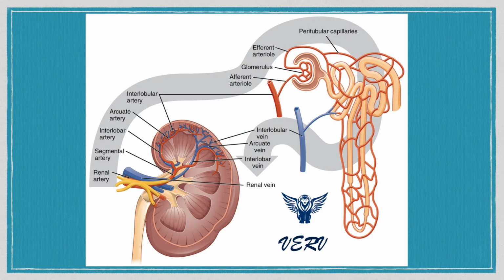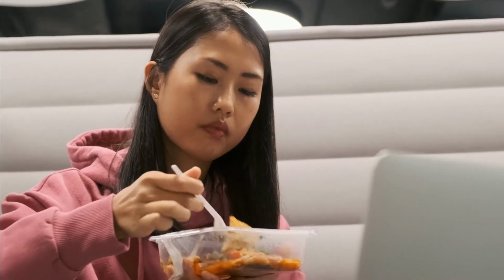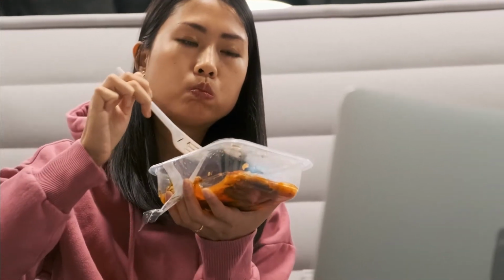The renal arteries form directly from the descending aorta, whereas the renal veins return cleansed blood directly to the inferior vena cava. The artery, vein, and renal pelvis are arranged in an anterior to posterior order.